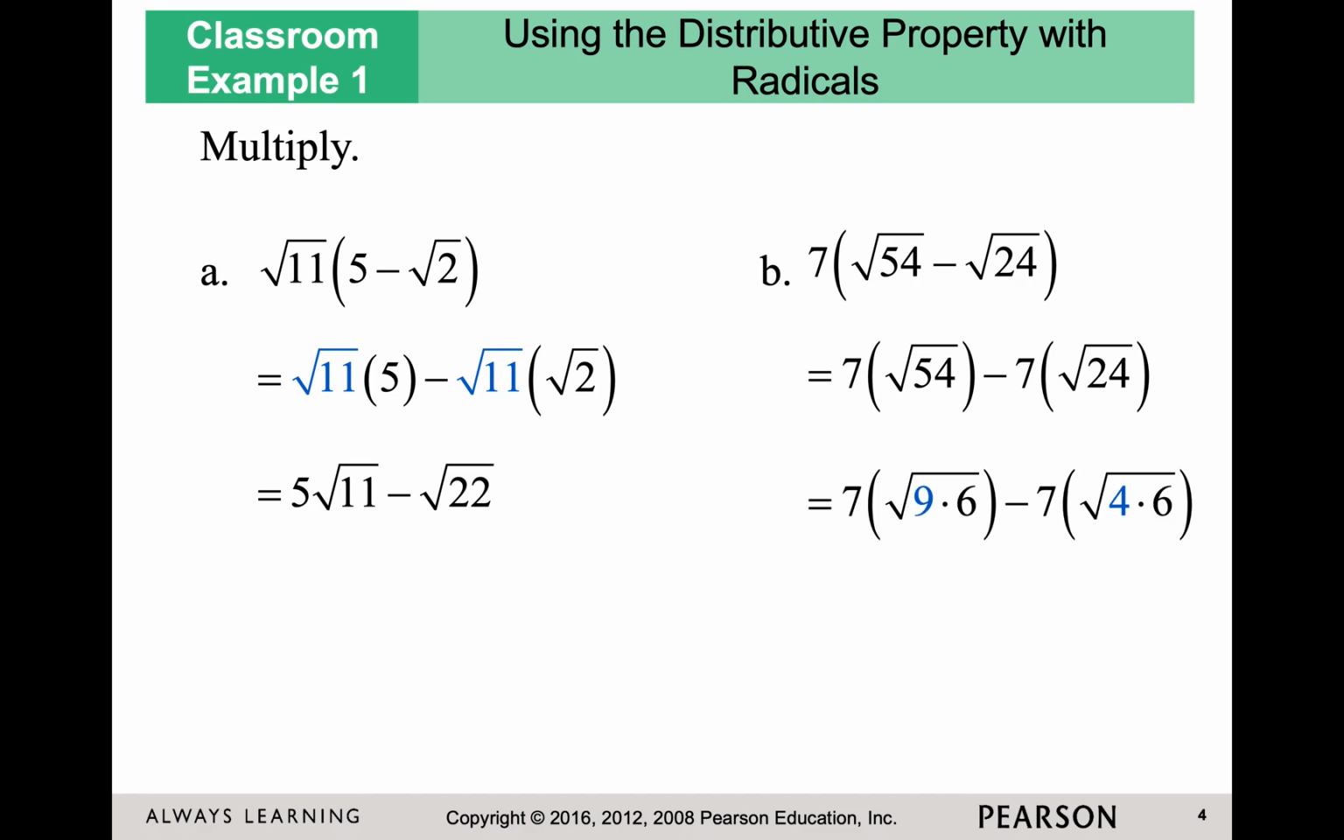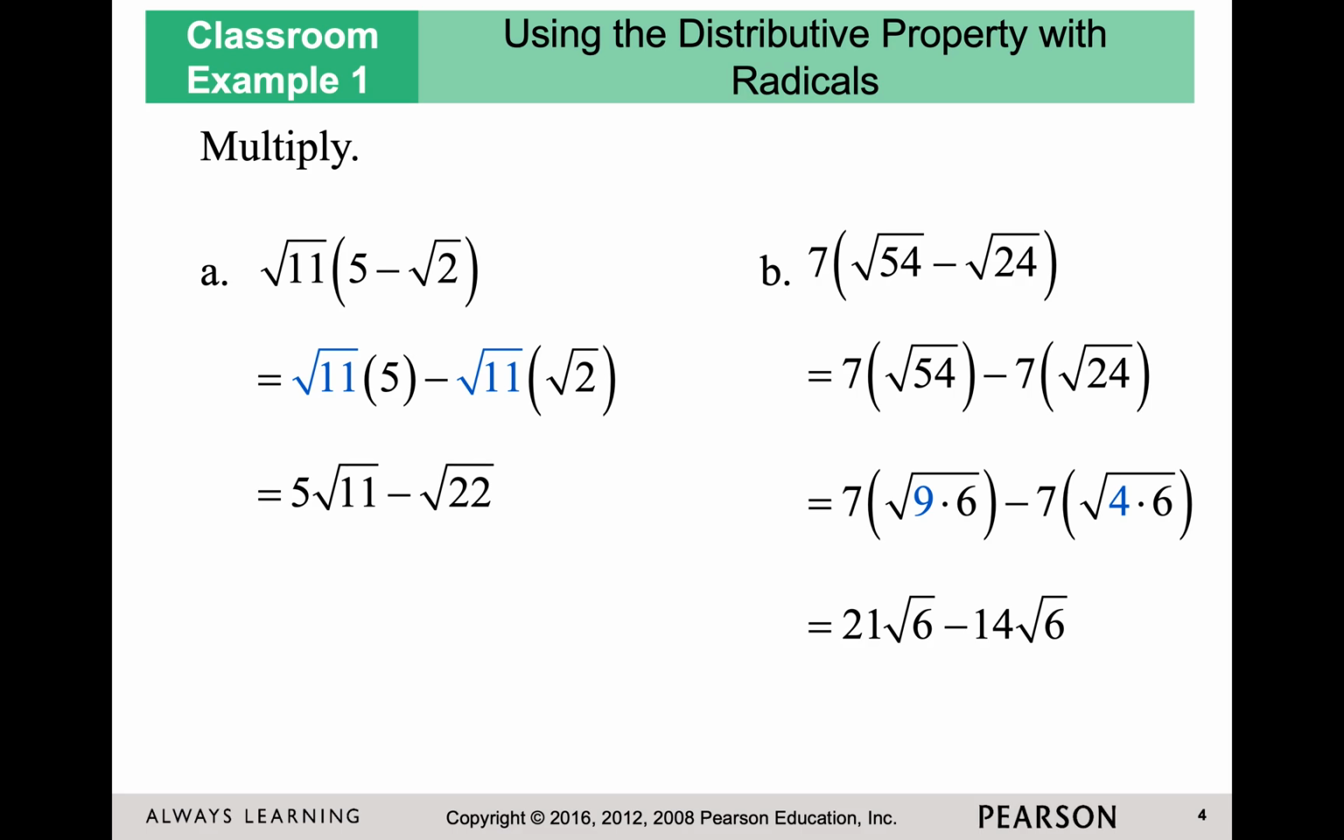So we just write the number in front and there's nothing further we can do. Then we look at it and we say, okay, this is as far as I can go with the distribution. Is it divisible by a perfect square? Well, 54 is divisible by 9 and 24 is divisible by 4. So then I have 7 times the square root of 9 times the square root of 6, and 7 times the square root of 4 times the square root of 6. So I'm going to take that square root of 9, which is 3, and I'm going to multiply it by 7. That's where the 21 comes from.